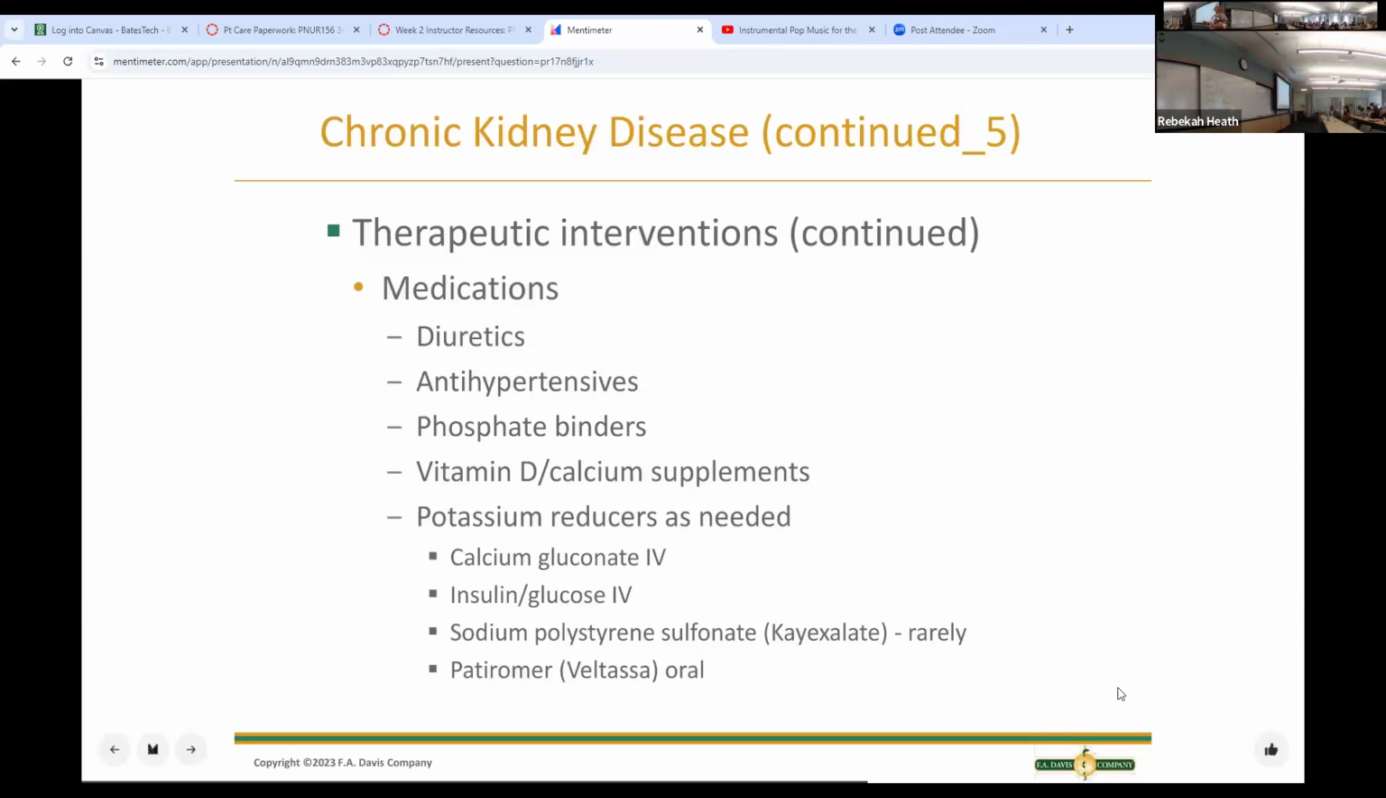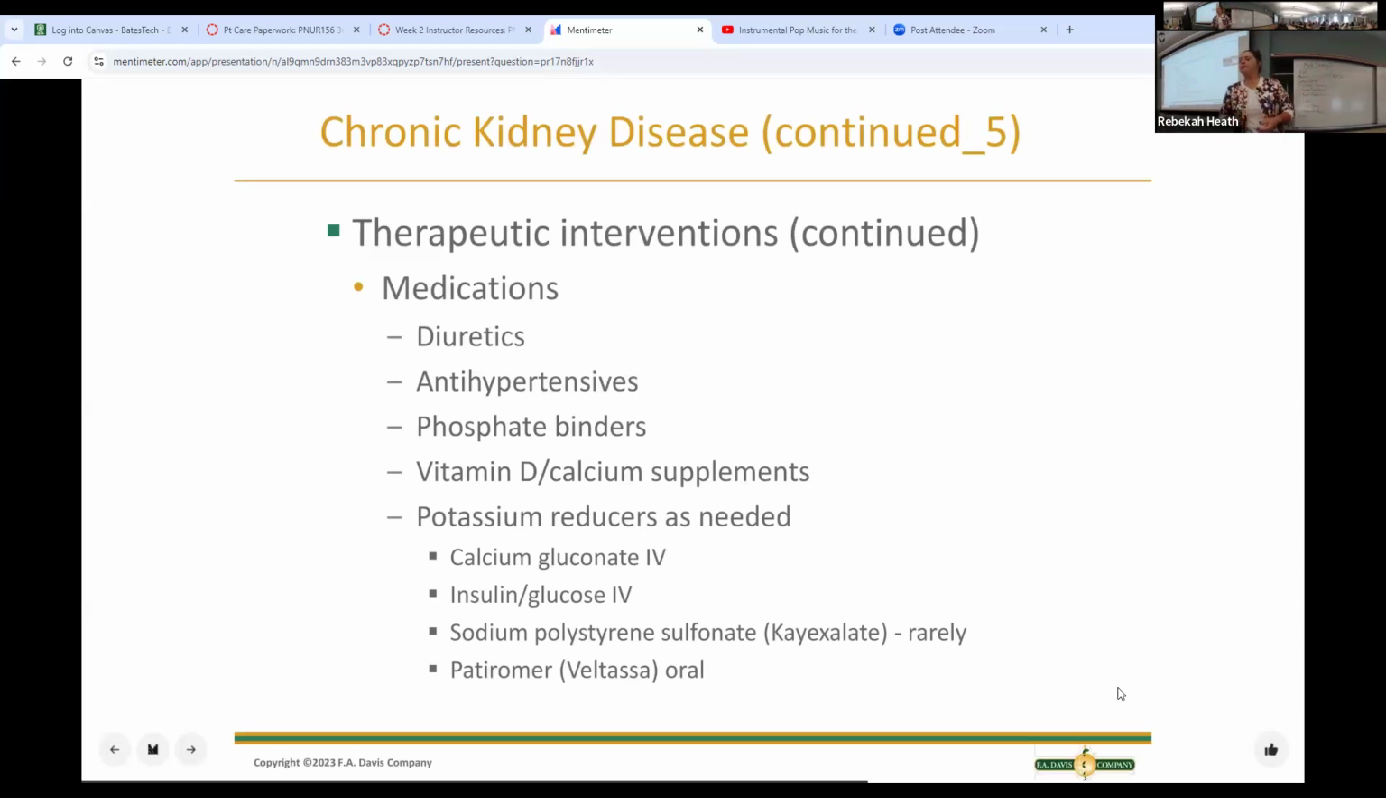And if we just put the vitamin D in there, we know people are going to be able to absorb it. Let me go back really quick. Potassium reducers as needed. So we know these patients with chronic kidney disease, their potassium levels are going to go up. And so these are some ways to get it to go down.